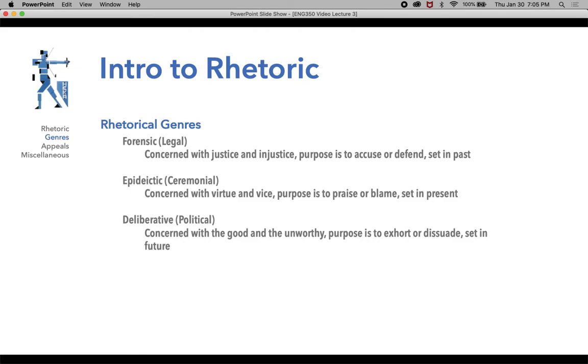And then last, we can't leave out, of course, political contexts. And Aristotle and others are clear that there's a deliberative genre. And that's, as you can see here, in the matter of politics, right? We're not really looking at the past or the present, but we're discussing the good and the unworthy in terms of the future. How ought we behave? How ought we operate in the future?